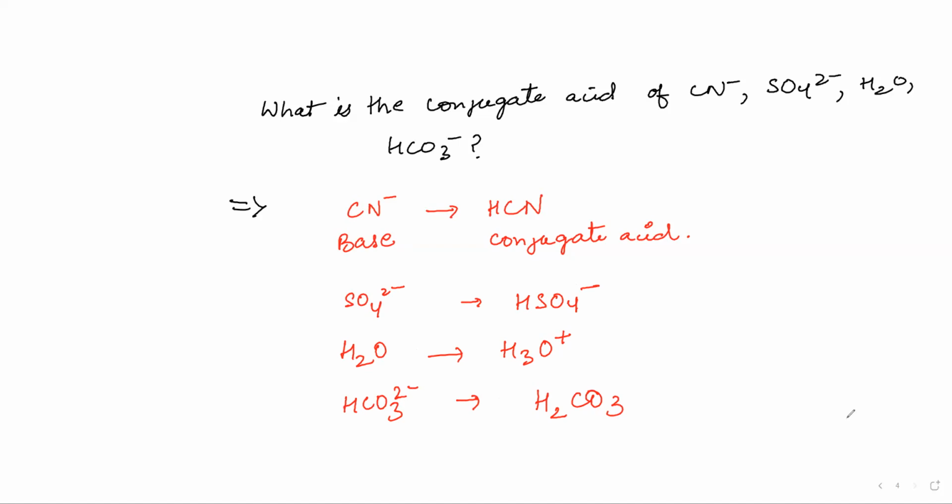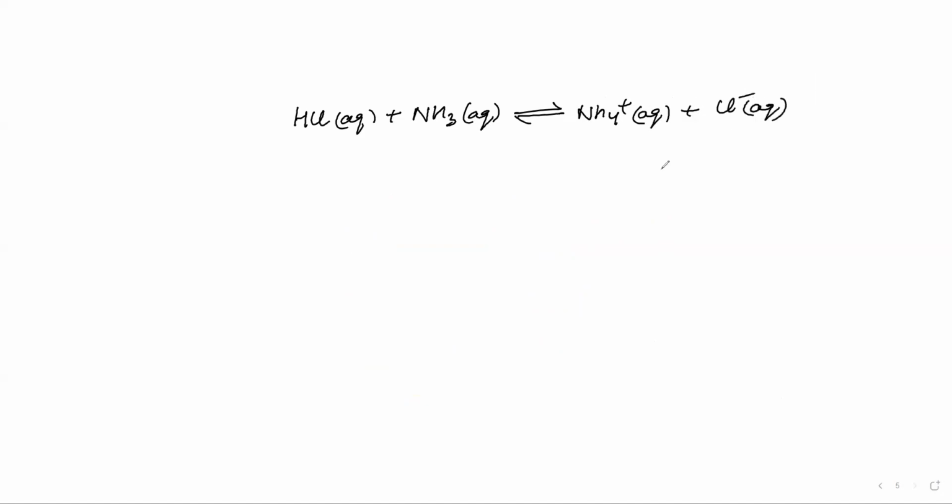Now let us do one more question. We have HCl aqueous plus ammonia in equilibrium with ammonium ions. Now identify the conjugate acid and conjugate base in this. Pause the video and do it.